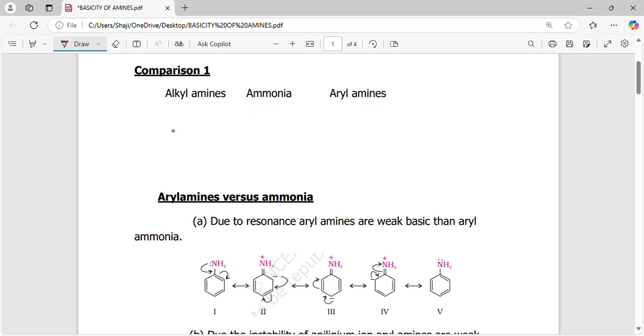As I told you, alkyl amines are RNH2, ammonia is NH3 and aryl amine is ArNH2. ArNH2 means the amino group is attached to an aryl group or a benzene ring. First we will compare alkylamine and ammonia. In alkylamine, RNH2, this alkyl group shows a plus I effect.